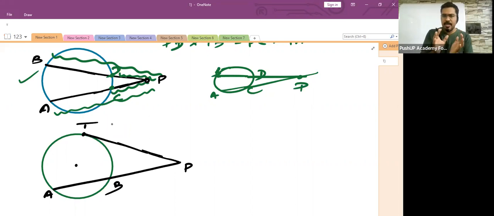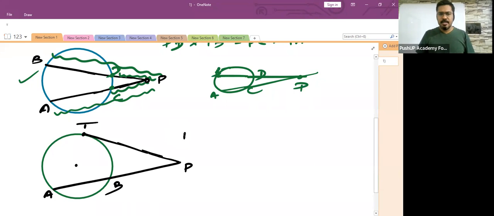What is AB? AB is a chord. The chord AB has been extended further to reach point P. And at that point only, we are drawing a tangent from point T to the point P. So you can express it as a chord AB intersecting a tangent PT at a point P. All right. In this scenario, you will get one more result.